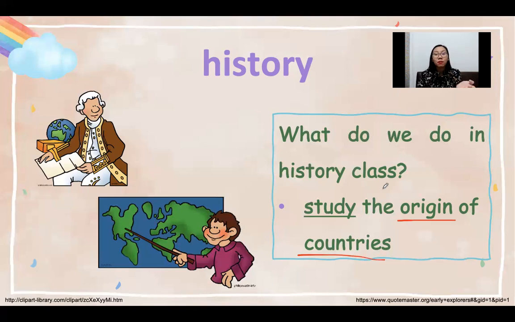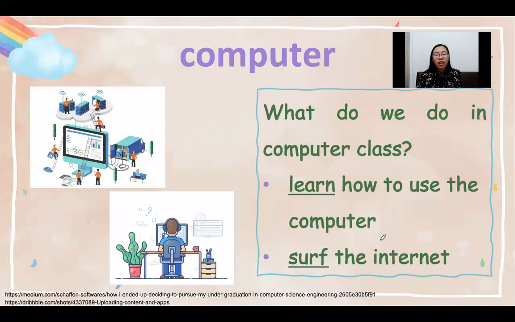Again, what's the subject? History. What do we do in history class? We study the origin of countries. Countries? Thailand, Philippines, Japan. Okay, different countries. Next, last one is computer.